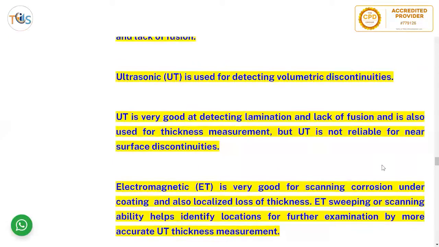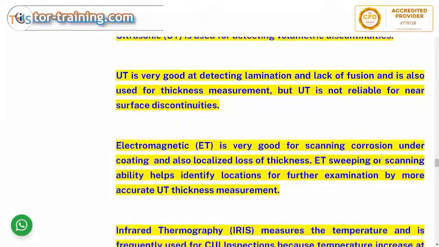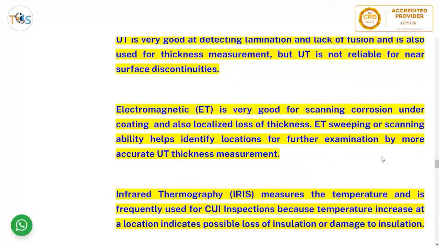Ultrasonic UT is used for detecting volumetric discontinuities. UT is very good at detecting lamination and lack of fusion, and is also used for thickness measurement, but UT is not reliable for near surface discontinuities. They call it near field, so it's not very good for thin material. Electromagnetic ET is very good for scanning corrosion under coating and also localized loss of thickness. ET sweeping or scanning ability helps identify locations for further examination by more accurate UT thickness measurement.